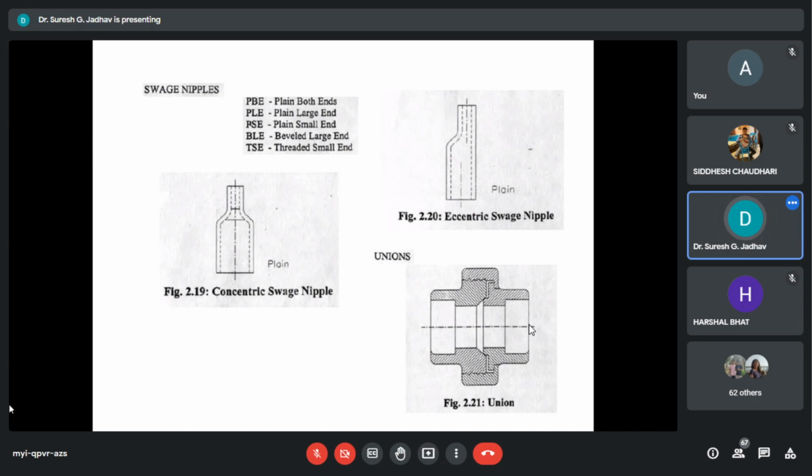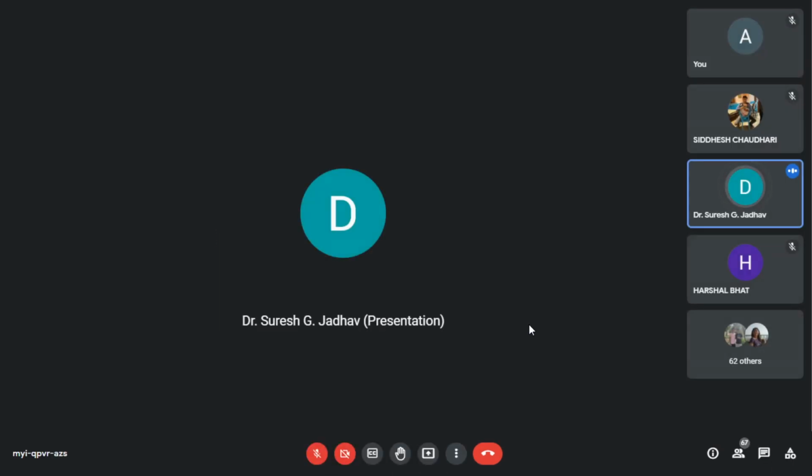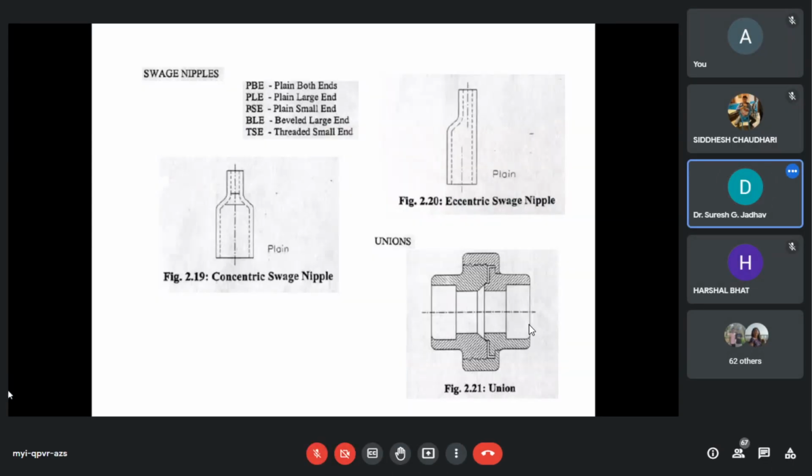There are three pieces: two end pieces to attach to the pipes, and a rubber band, which ensures sealing in unions. So for this purpose, we can use union in piping industries.